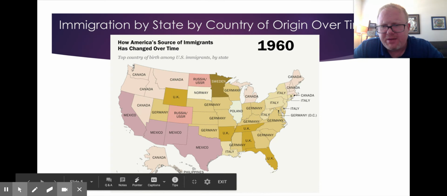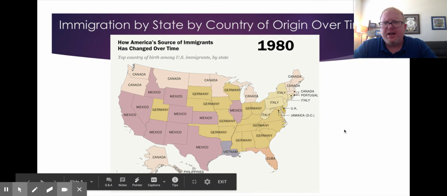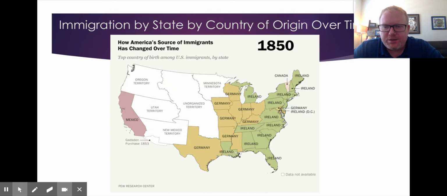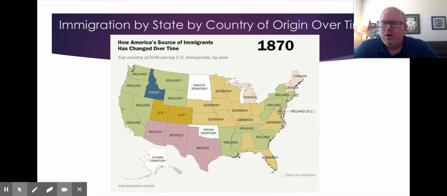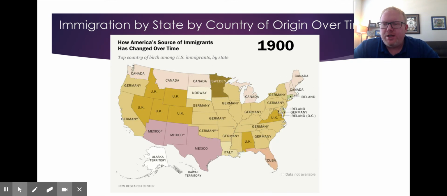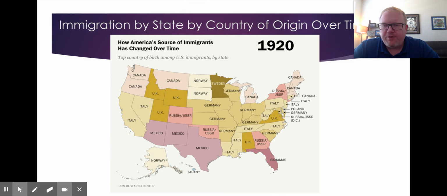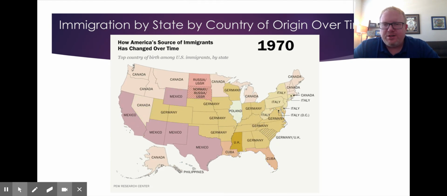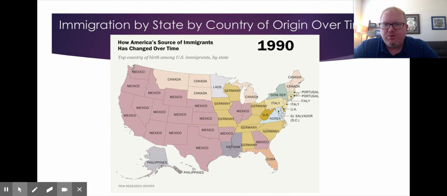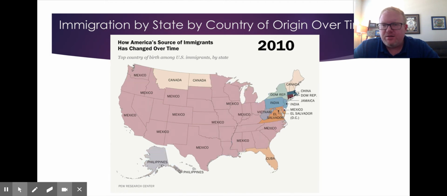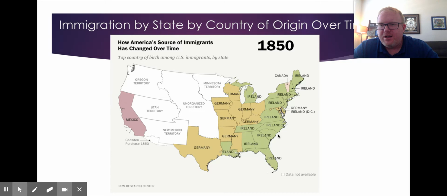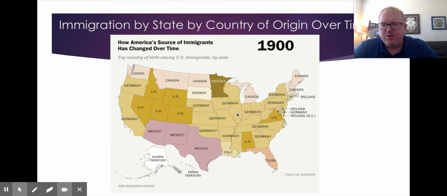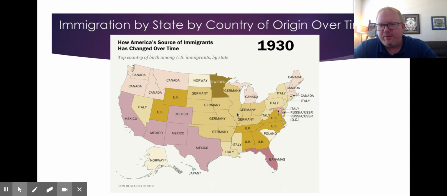This is a really interesting map, I think. Go ahead and take a second. It starts with 1850, and I'm going to let it play through. And it's by state, and it tells you which country most immigrants came from in that state at that time. So, for example, you're going to get to 1850 here, and in Illinois, it was Germany, and it was still Germany, still Germany.